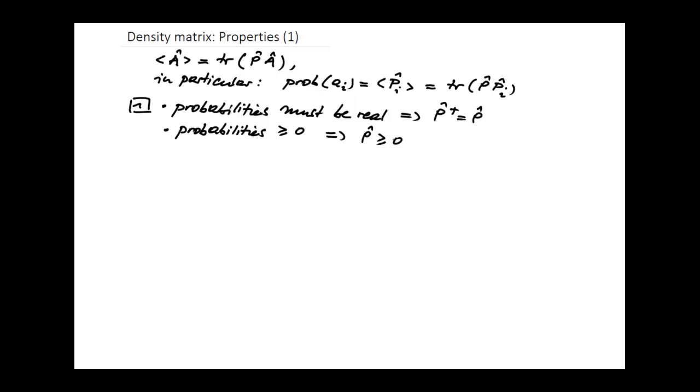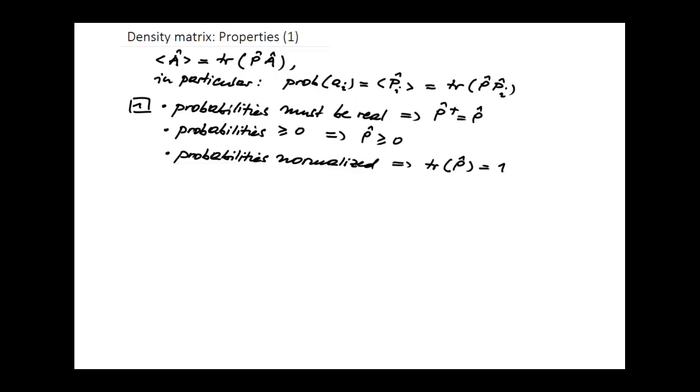And finally, probabilities are normalized to 1. So if I measure a certain observable, then I know for sure that I will find exactly one of the eigenvalues of the observable. So if I take the probability above for finding a specific eigenvalue, and I sum over all the possible eigenvalues, then this must be equal to 1. And this is ensured if the trace of the density matrix is equal to 1.